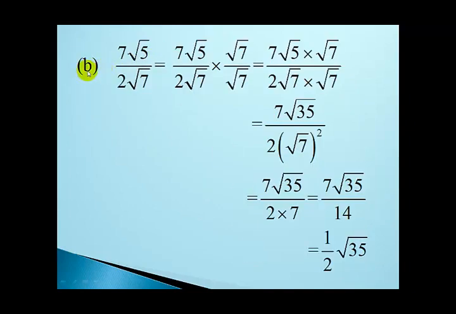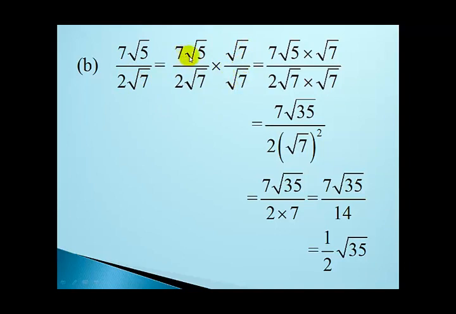Now, let's look at the solution in B. 7 root 5 divided by 2 root 7. This is equal to, now to avoid division by a surd, because we can see that when we consider the denominator, the surd is root 7, because root 7 will give us decimals. So root 7 is the surd. Now to avoid division by decimals, we need to rationalize. So we multiply the numerator by the surd, root 7. Then we divide by the surd, root 7.